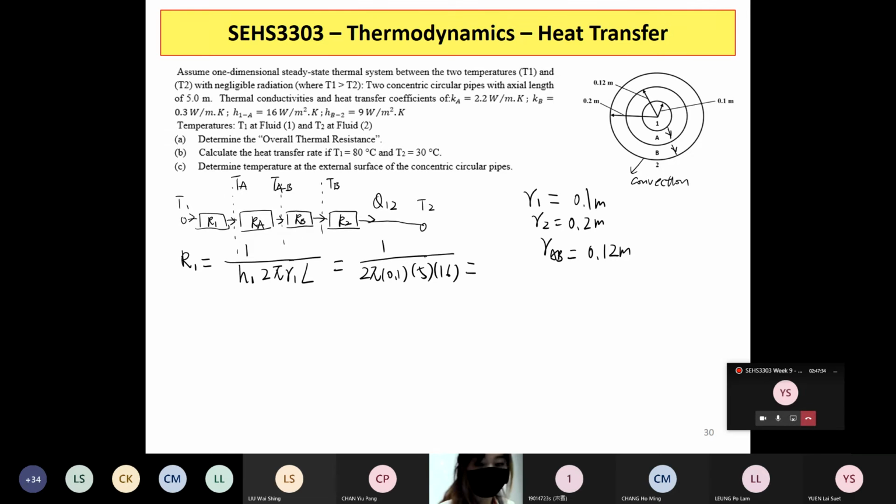Right, what's the number? H1 should be 16. Yes, 16. And 5 is the length of the pipe. And 0.1 is the radius of this inner surface. Okay, so the number should be 0 K per watt.